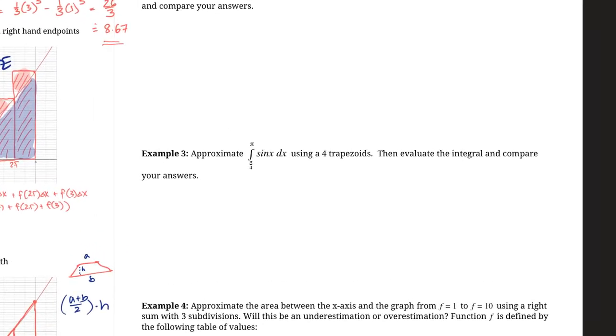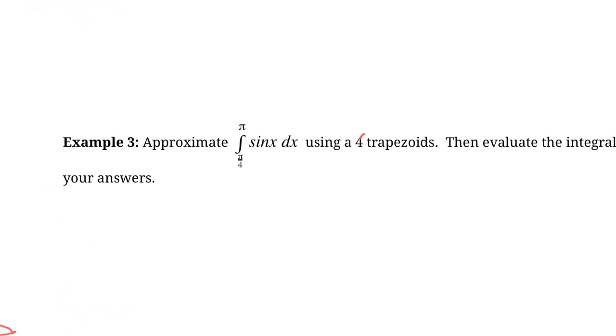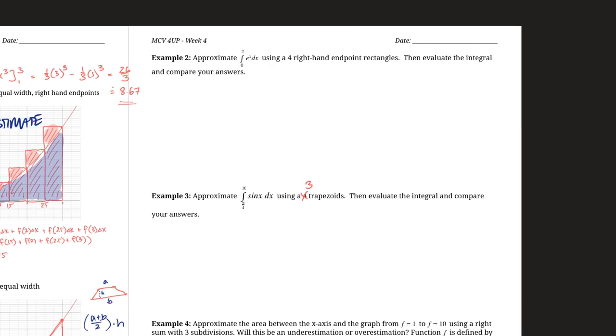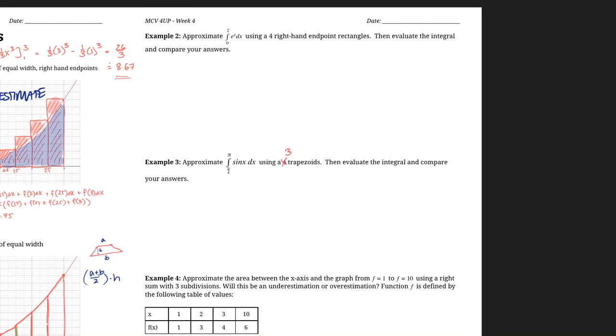I actually just want to make one change. Let's make this, for example, 3. Let's make 3 trapezoids, just because the interval delta x comes out to something funny if you use 4 trapezoids. Much easier if you use 3 trapezoids. Okay? So give these a shot and unpause the video when you have an answer.